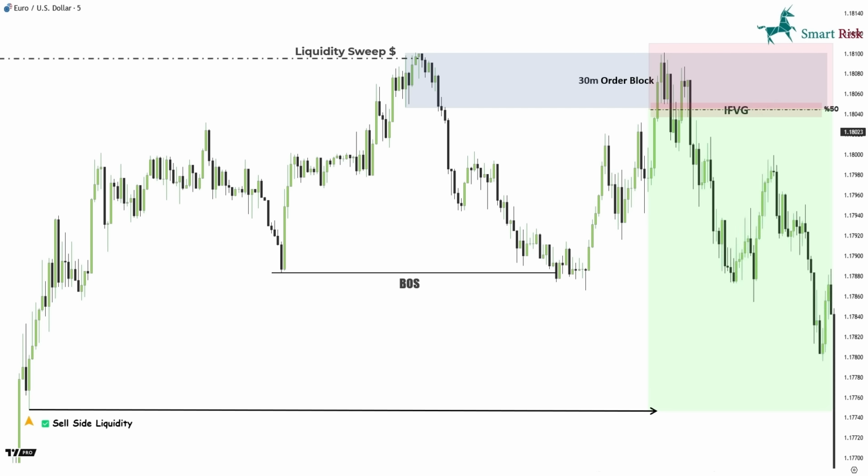As you can see, price pushed a bit higher, triggered our sell limit order, then quickly reversed its direction and drove down with strong bearish momentum, perfectly hitting our take profit.